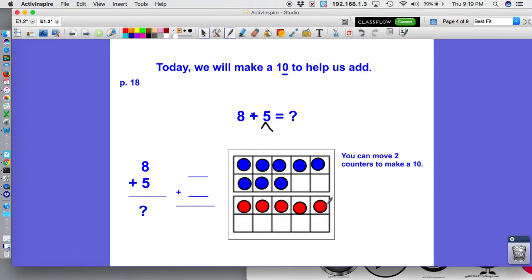Here we have 8 plus 5. How much do I have to add to the 8 to get to 10? 1, 2. So now we have 2. Now we have to add 3 more. So what we have is 10 plus 3. And 10 plus 3 equals 13, which means that 8 plus 5 is also equal to 13.